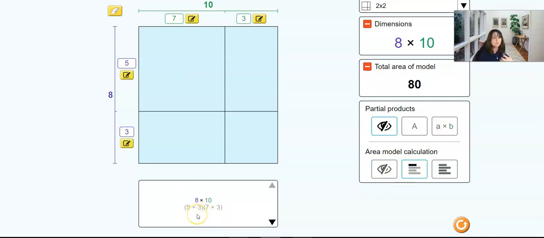And this is really nice because you can see you're using distributive property for this. You're taking a 5 plus 3 and a 7 plus 3, and you're multiplying them together. So this kind of helps them see the math in action.